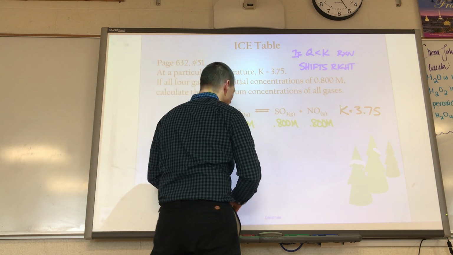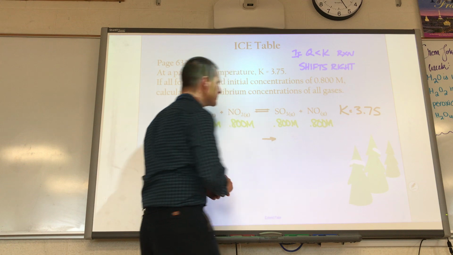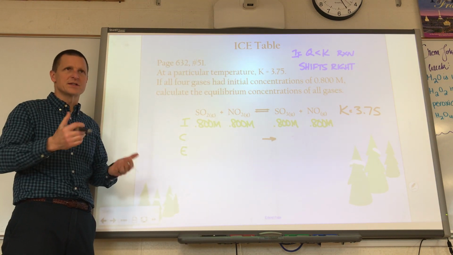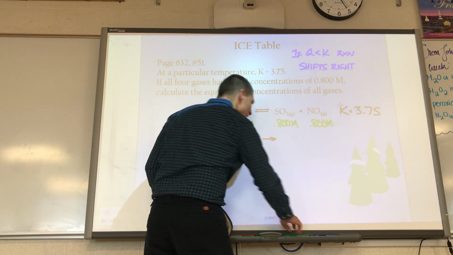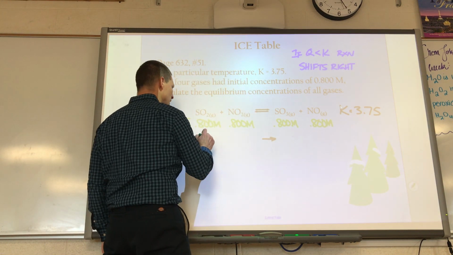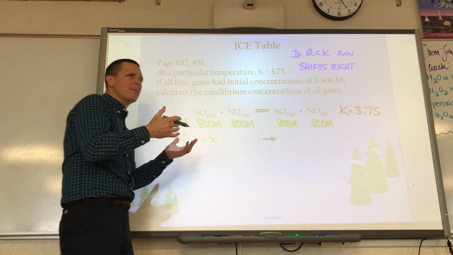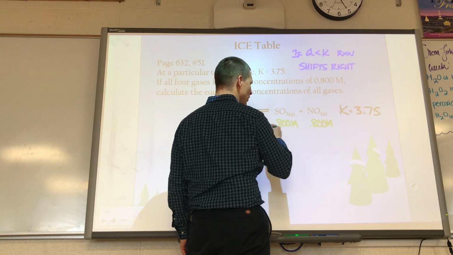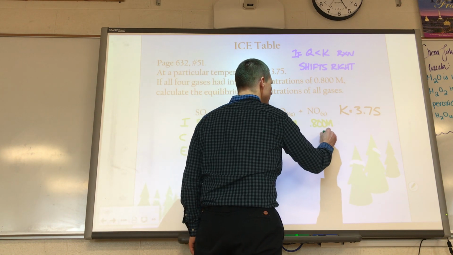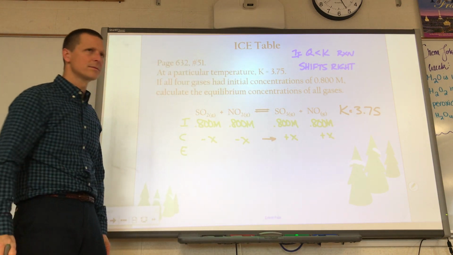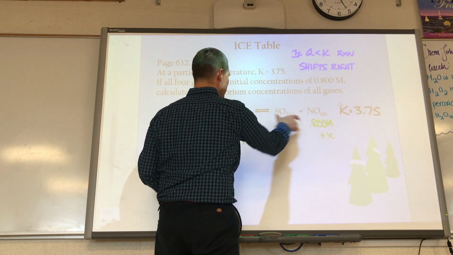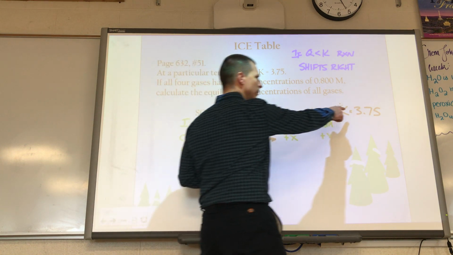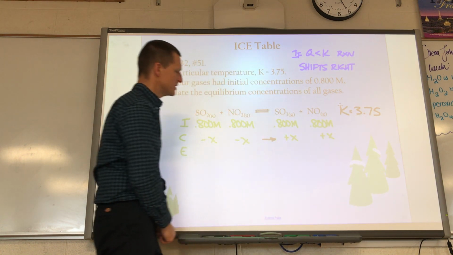So we can predict that the reaction is going to shift to the right, again because Q is less than K. That means the reactants are going to go down by some amount, and we're going to figure out what amount. As they go down, the products are going to go up. Q is the products over the reactants, so Q is 1, and it's less than 3.75, so it's going to keep increasing.